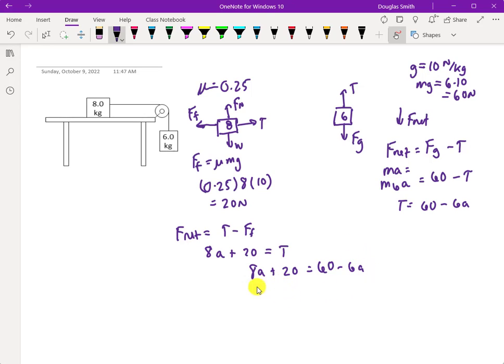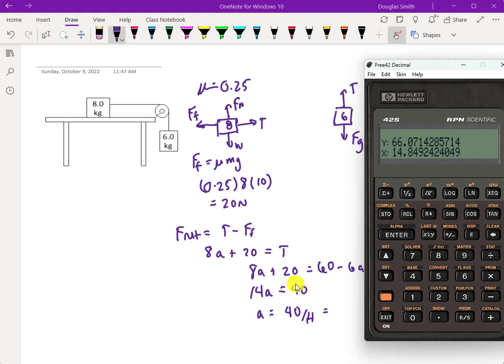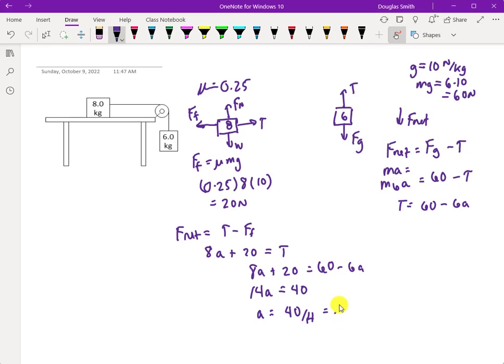So I'll move the 6A over here, so this is going to be 14A. Then I'll subtract 20 from both sides, so that's 40. I get A is equal to 40 divided by 14, and that is 2.86 meters per second squared. Once you have that, we could use either one of these equations to solve for the tension in the rope. So that's how you can do that using straight up force diagrams.